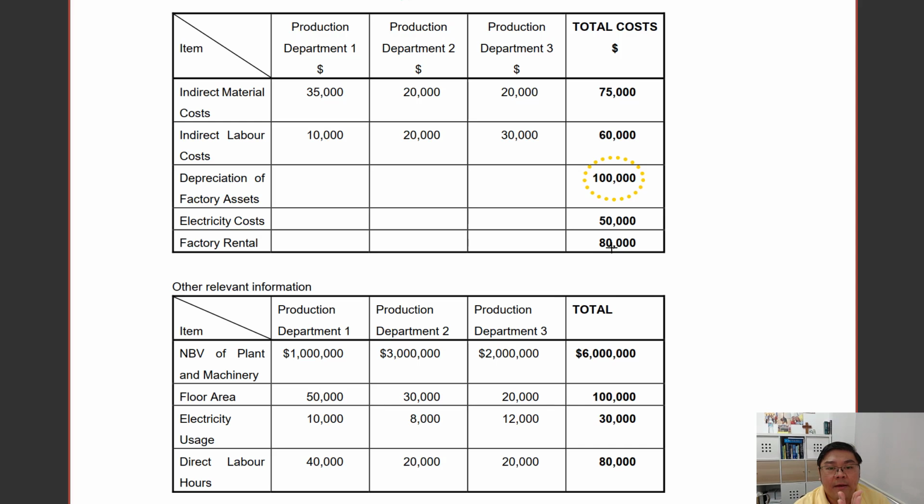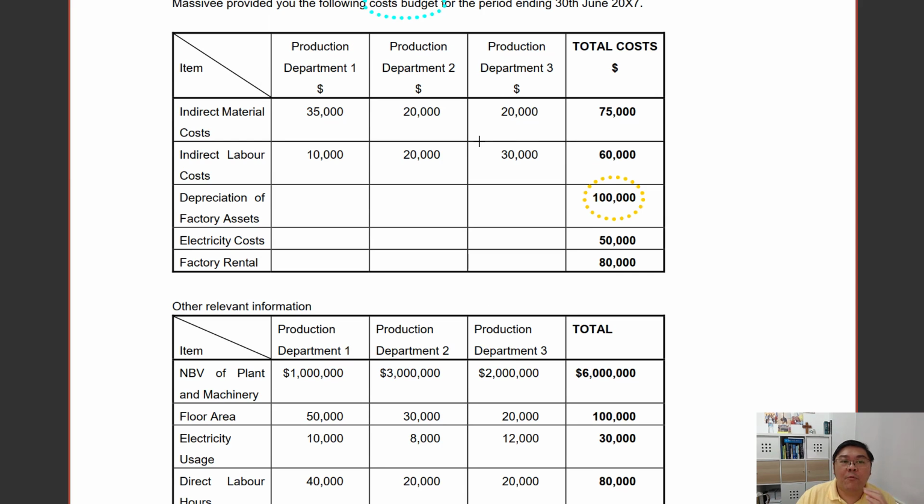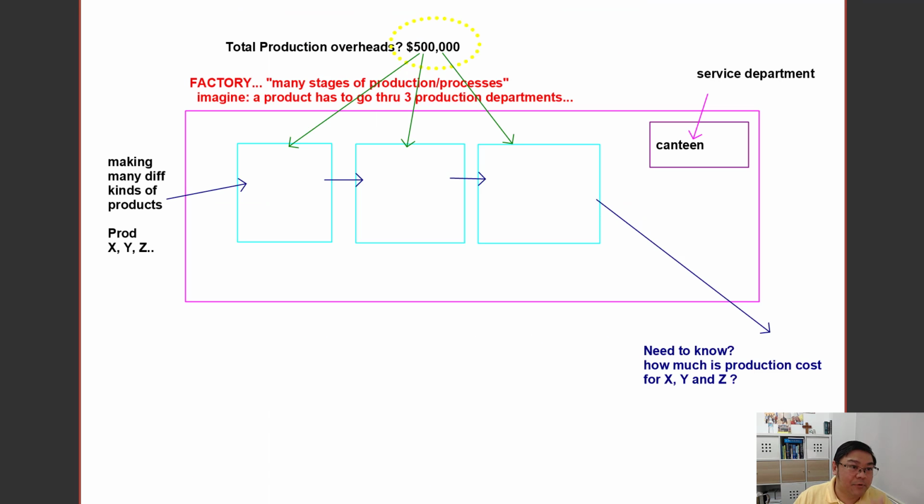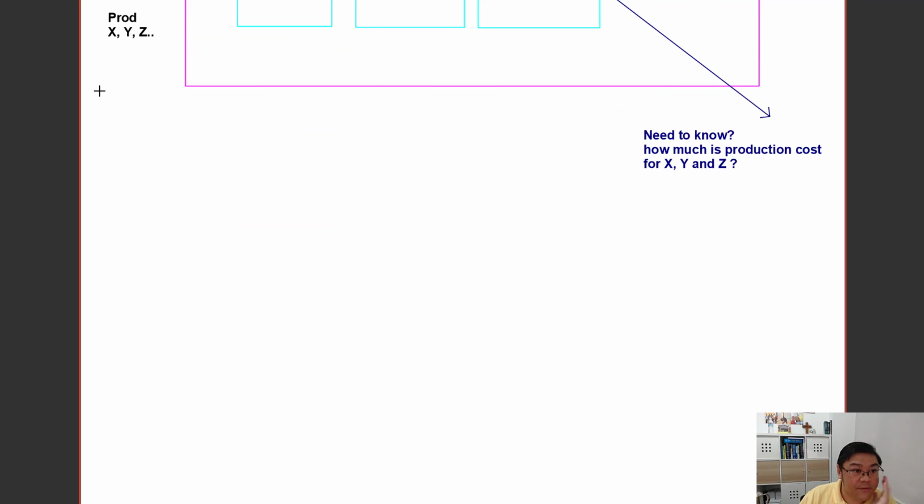If I ask you to think logically, what would be the basis if I ask you to apportion this amount of 100,000 into all these 3 departments? What would be the basis of how you would apportion? Now, I'll give an example of the idea of apportionment.